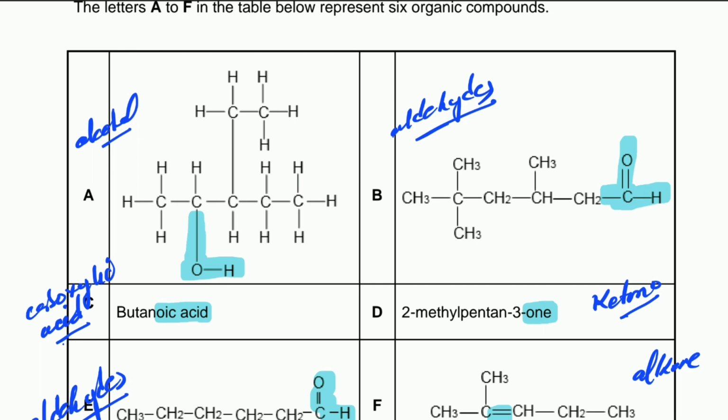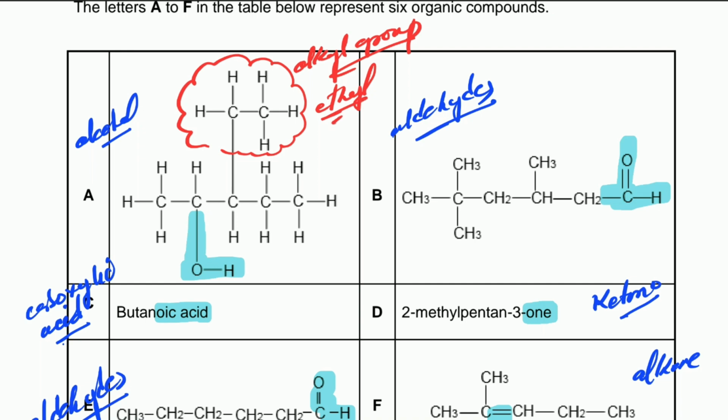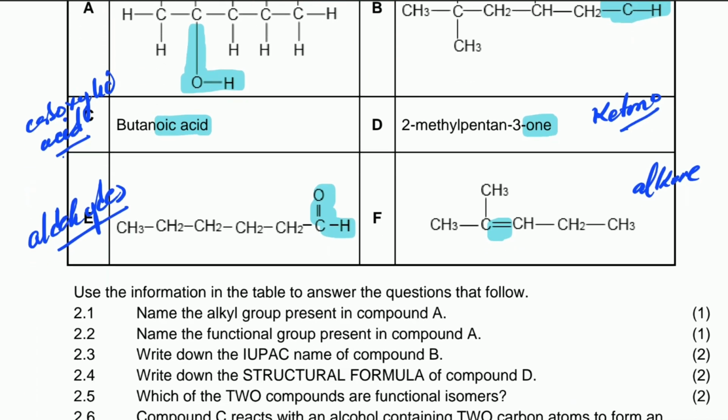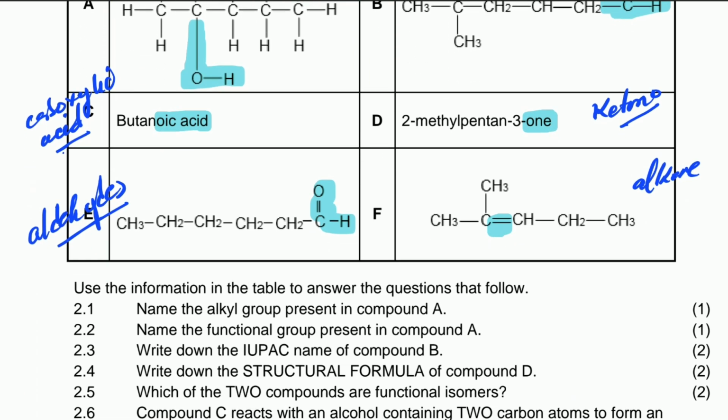In this case, the alkyl group is here. You can see it here. This is the alkyl group, and it is going to be ethyl. Ethyl is the alkyl group in this case. That is the question. So I'm going to write the answer right here next to the question: ethyl.